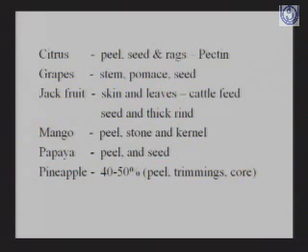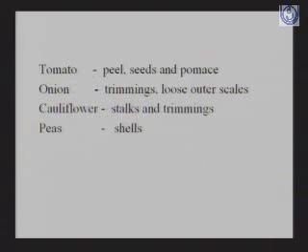But if we can add value to it, it can help in the production of value-added products from the waste. Vegetables also have waste. In tomato, you find peels, seeds and pomace. In onion, trimmings and loose dried outer skins become waste. In cauliflower, stalks and trimmings, and in peas, shells.